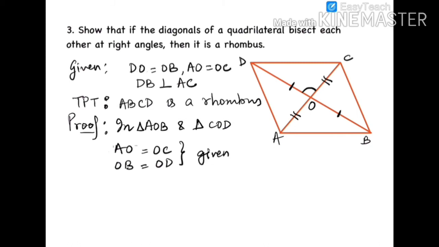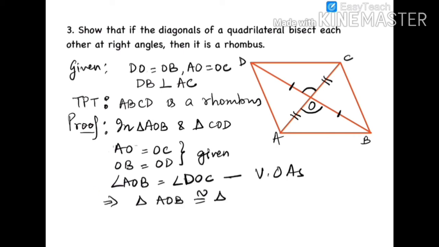And angle AOB is equal to angle DOC, as they are vertically opposite angles. So now these two triangles are congruent, as two sides and an included angle in both the triangles are equal. So triangle AOB is congruent to triangle COD by SAS. And if the triangles are congruent, then their corresponding sides are equal. So we can say AB is equal to CD by CPCT.